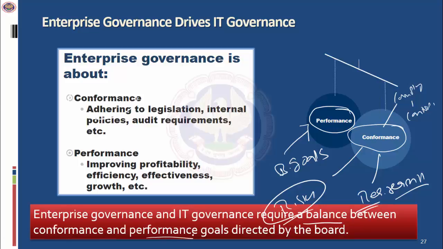Now, take a simple example. When you take a vehicle out to reach a particular destination, your objective is not to comply with the traffic rules and not to cause accidents. Your objective is to reach your destination. That's your performance within a particular time. The conformance is, while achieving the performance, you also need to ensure that the conformance part is taken care of, which means you avoid accidents, you adhere to the traffic rules, etc.